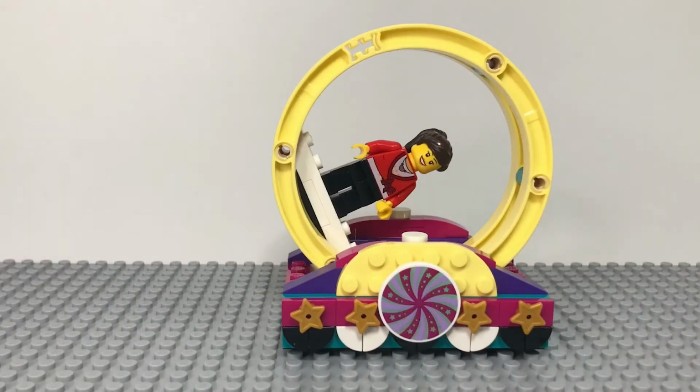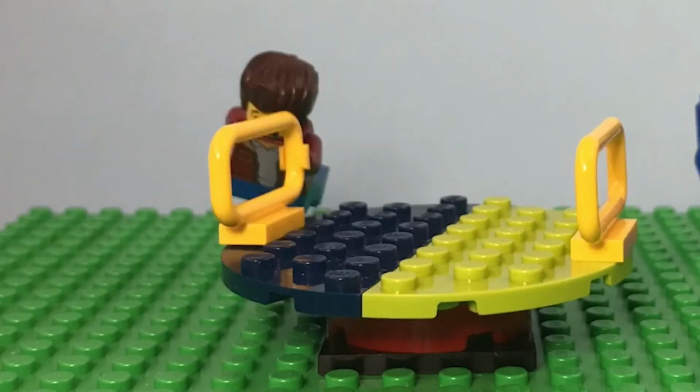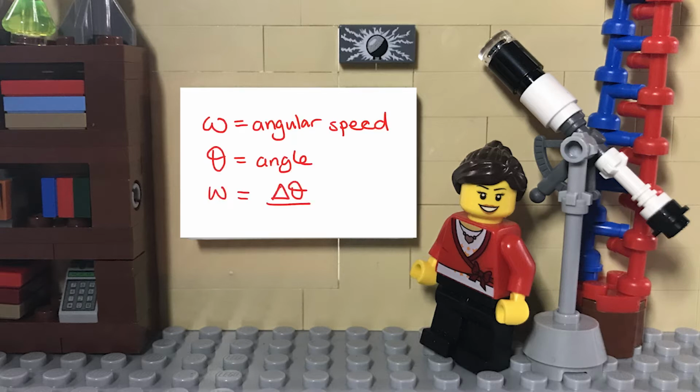This video is about angular speed and angular velocity. Angular speed is the rate at which an object is rotating and is represented by the Greek letter omega. Angles are represented by the Greek letter theta and change by the capital Greek letter delta. So angular speed, omega, is given by the change in angle divided by the time taken.